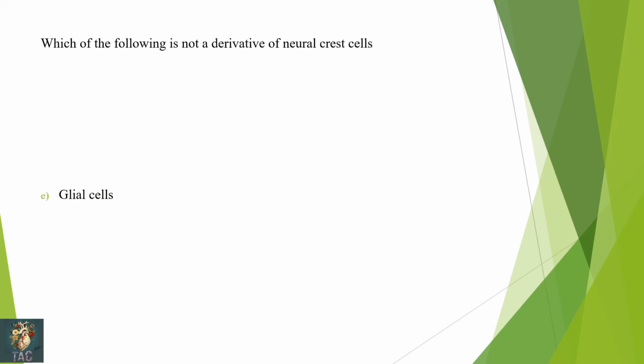Next MCQ is which of the following is not a derivative of the neural crest cell? That is Schwann cell, odontoblast, adrenal medulla, adrenal cortex, or glial cells. Again a little bit of a repeat question. This is adrenal cortex, which is not derived from the neural crest cell.